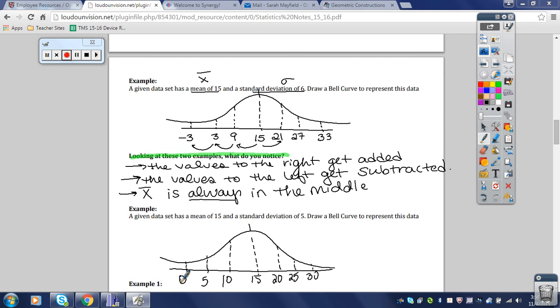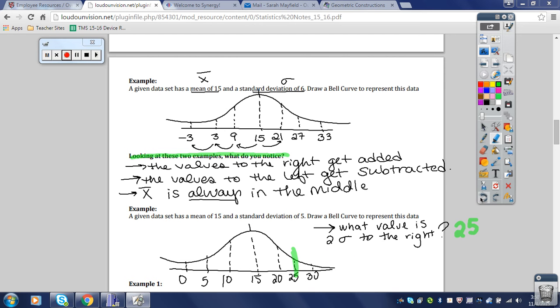Okay? So now, what if I asked you a question like this? What value is 2 standard deviations to the right? Okay, so 2 standard deviations to the right. So the middle is my mean, so I'm going to go 2 tick marks to the right. 1, 2. So that's my second standard deviation. So what value is 2 standard deviations to the right? 25.